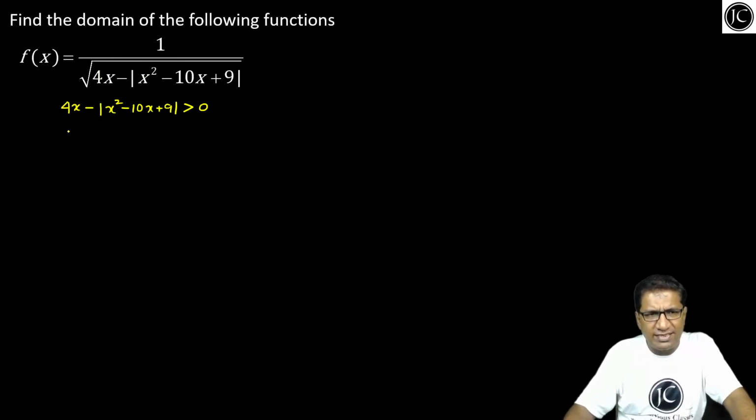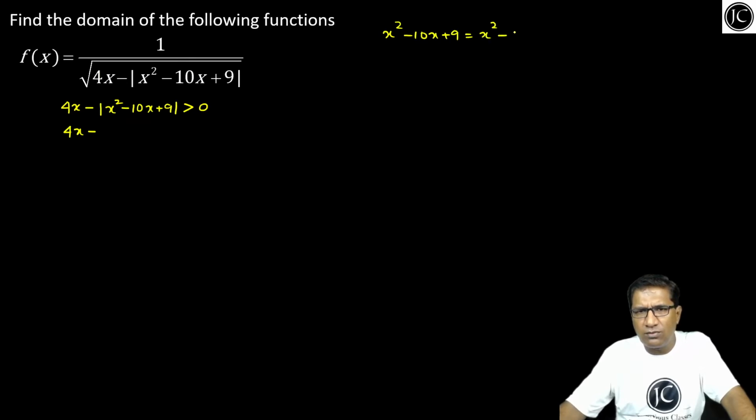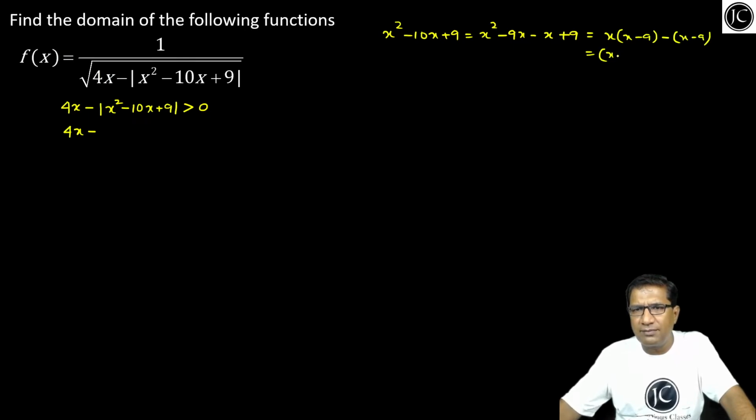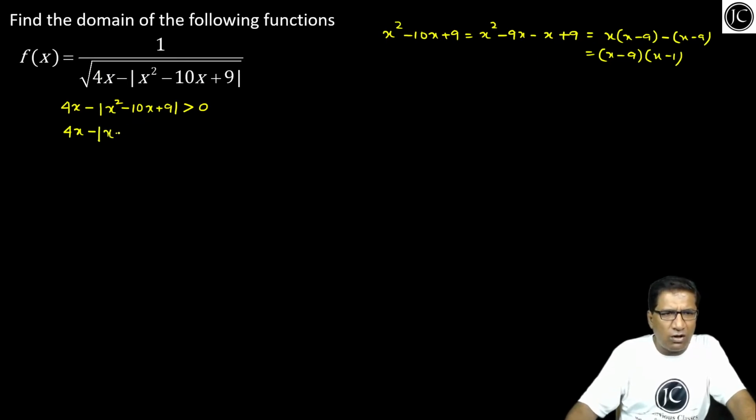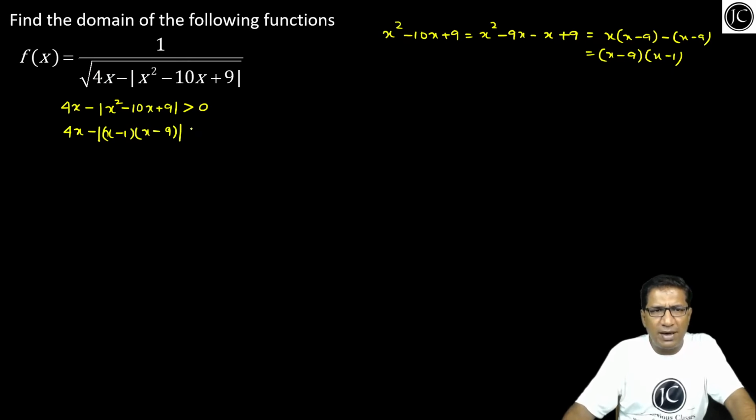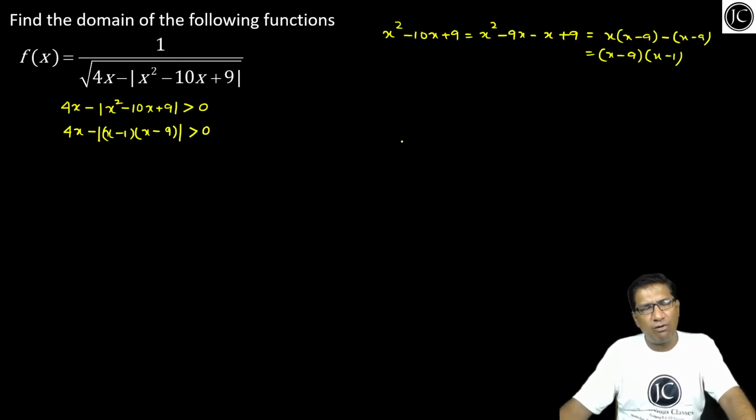So in this case we will say that 4x minus... children, here we do one thing, let us factorize this a little. So it is coming something like this, x minus 9. So it is basically mod of x minus 1 into x minus 9 which is greater than 0.